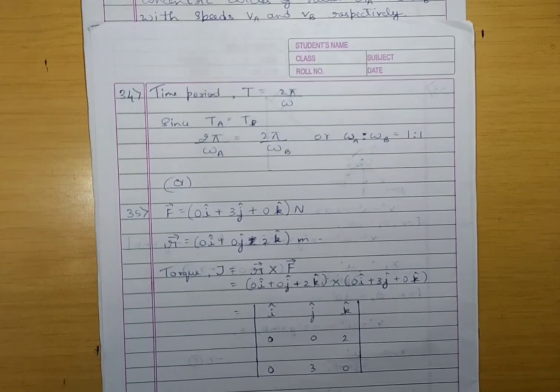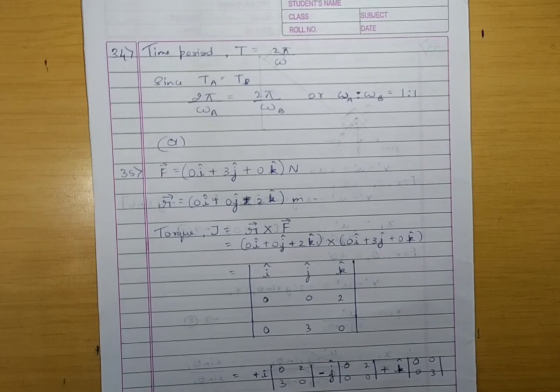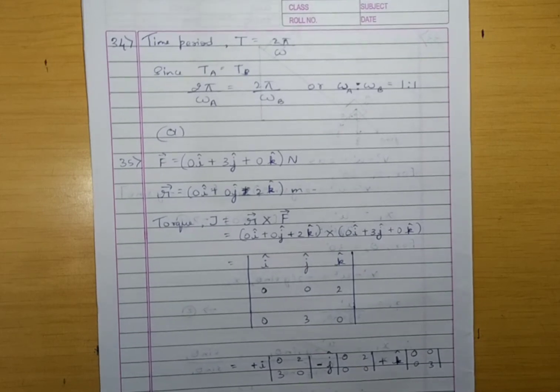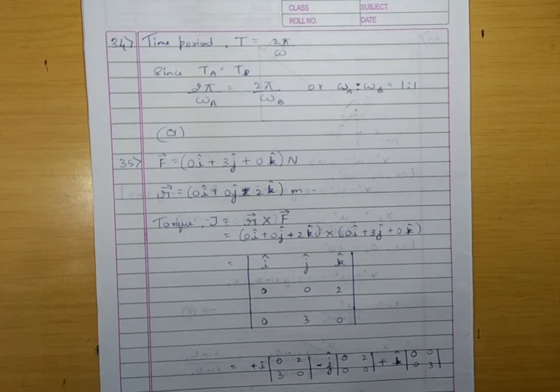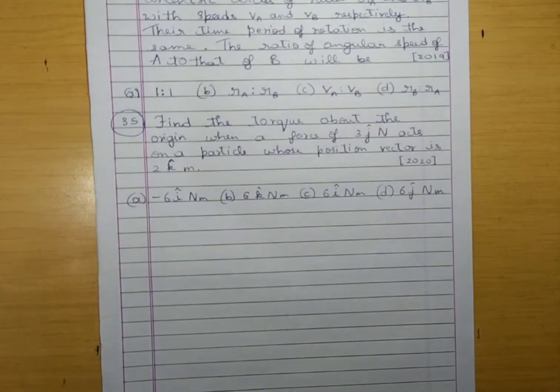So time period, as we know, is T is equal to 2 pi by omega. Since time periods are equal, 2 pi by omega A is equal to 2 pi by omega B, or omega A is to omega B is 1 is to 1. So this is option A.